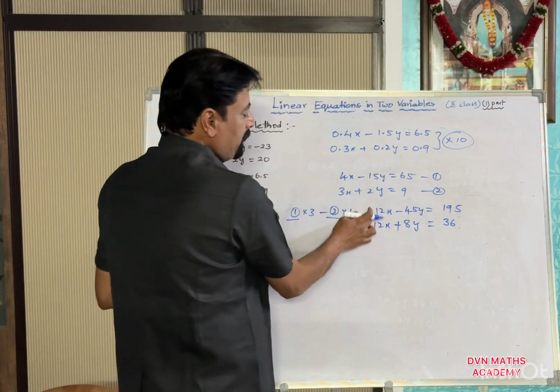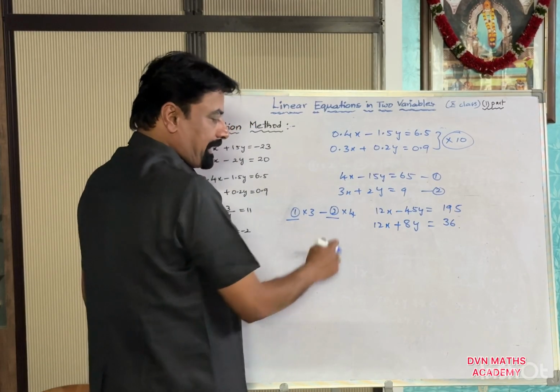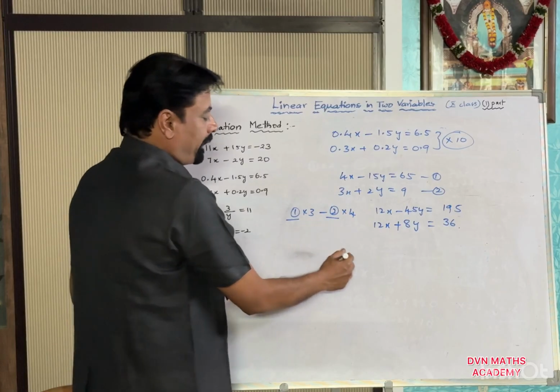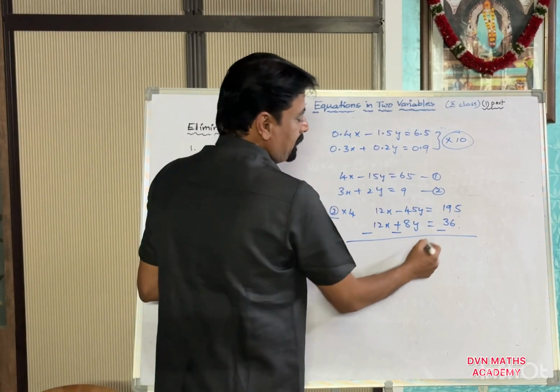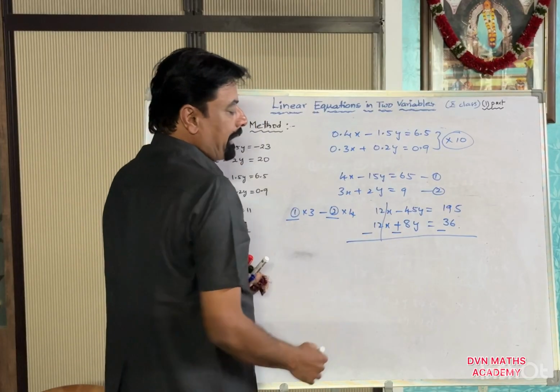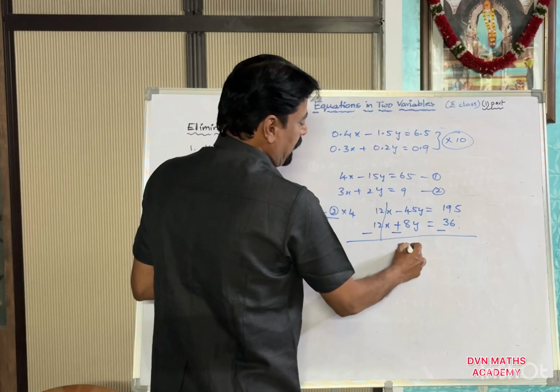So now if you observe, these two are equal. The coefficients of x are equal and they are having the same sign. That's why I subtracted here. So if you subtract, this becomes minus and this also becomes minus. So this will be cancelled. Minus 45 minus 8, this is minus 53y.